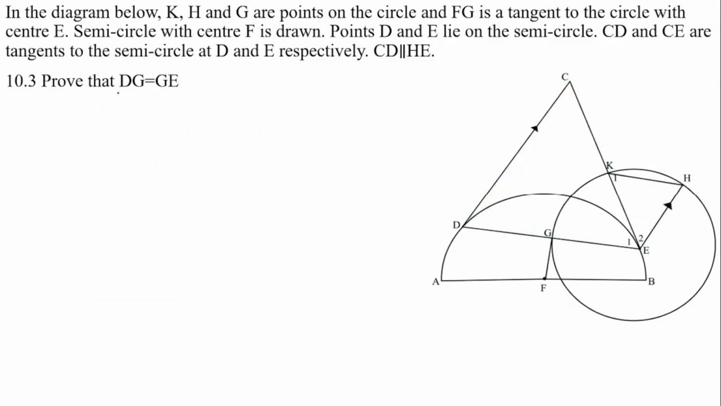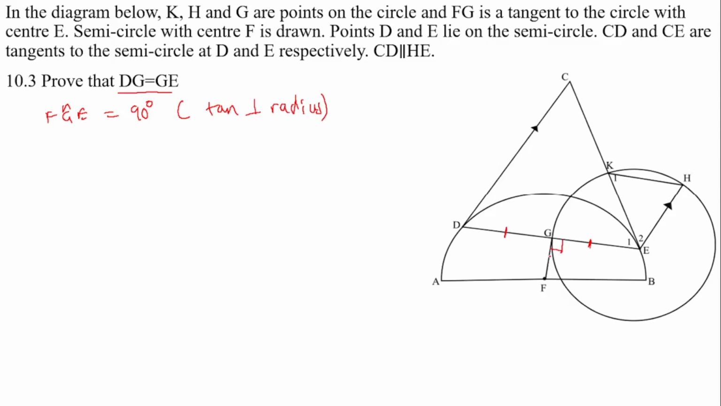We need to prove that DG is equal to GE. We need to prove that this is equal to this. Alright, what are we given here? We're told that FG is the tangent, and then GE is the radius. And then we know that radius and tangent are perpendicular. So we can say that angle FGE is equal to 90 degrees. And then the reason you write there, say tangent perpendicular to radius.